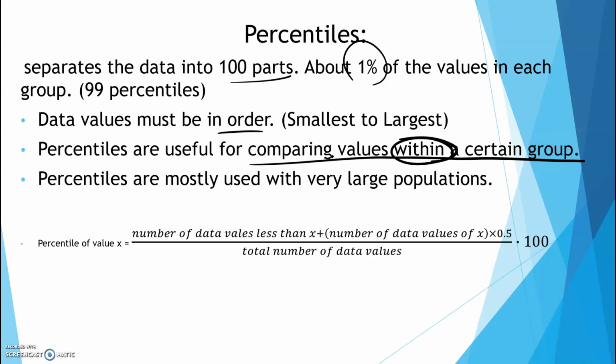Now what percentiles do is it's used to compare values within a certain group. So it's kind of like your standardized test. If you go take the test on 2 different days, and if you do the exact same thing on the test, then you might get 2 different scores because it's comparing you to everybody else who took that test on that day. Okay. Now here's our formula for finding percentiles of value x. Is the number of data values less than x, whatever you're looking for, plus the number of data values of x, how many did that occur, always times 0.5 is just your formula, divide by how many data values you have, and then times 100.